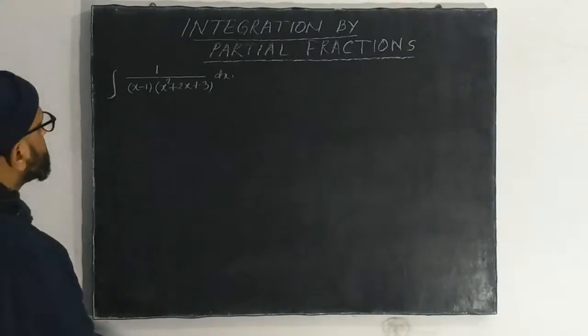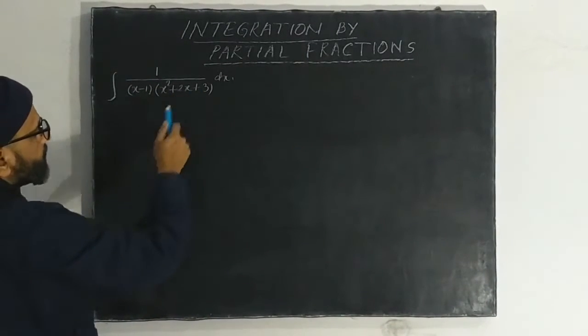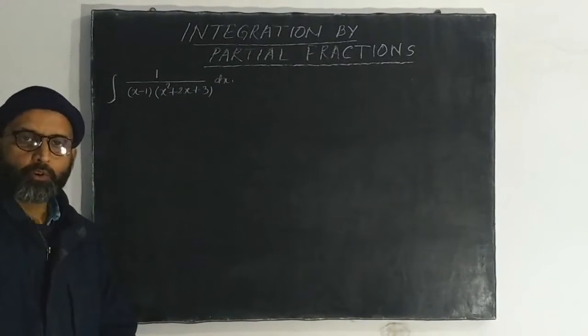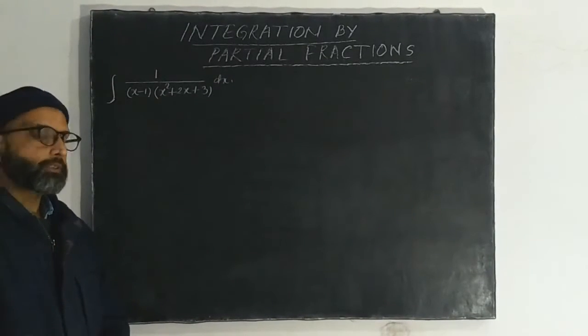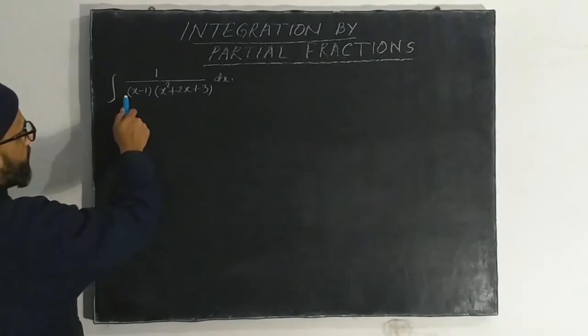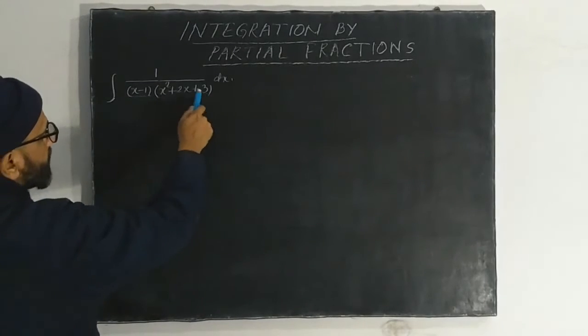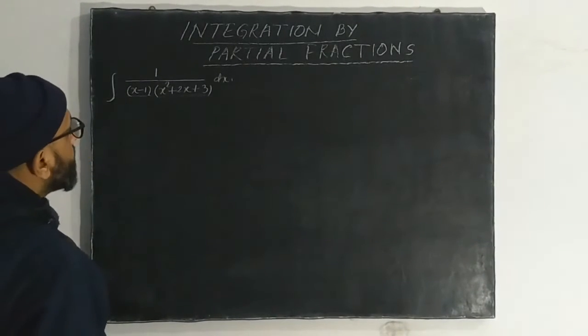Now the next example is integral 1 upon (x minus 1)(x square plus 2x plus 3). That is the third form of partial fraction, where in the denominator there is one linear binomial and the other is a quadratic trinomial.